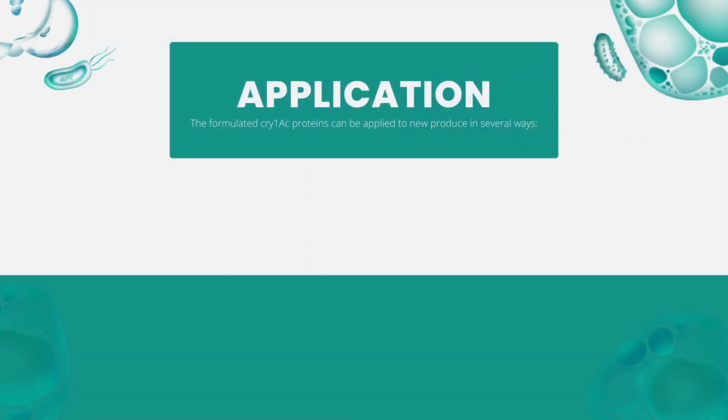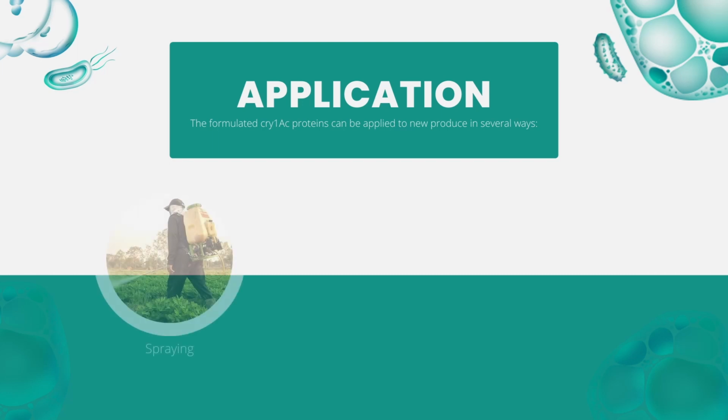Now, the application to new produce. The formulated Cry1Ac protein can be applied to new produce in several ways. First, spraying. The Cry1Ac proteins can be diluted in water or a suitable carrier to make a solution and sprayed onto the produce, targeting the pest that the bioinsecticide is effective against.